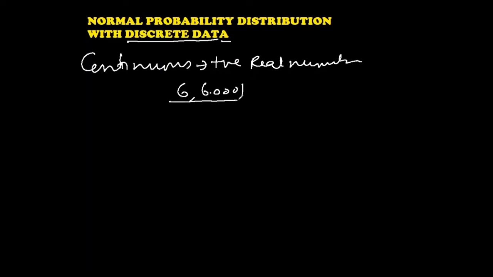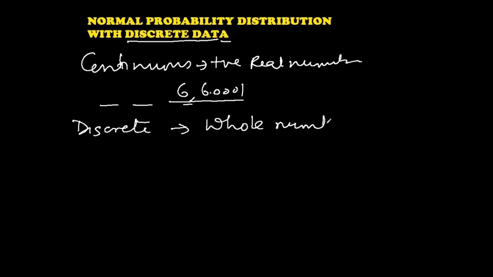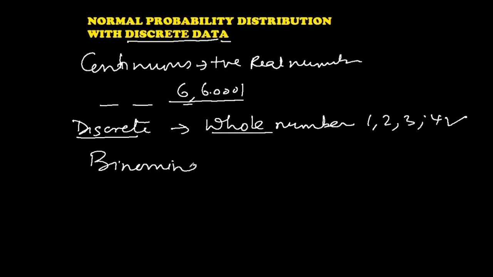That means there is no discontinuity in the data, and there are billions and millions of data between two whole numbers. But in discrete data, we just use whole numbers or natural numbers. Whole numbers are 1, 2, 3, 4, and natural numbers are the same but with 0. So this is discrete data, and we can use normal distribution for these in some specific cases. And when I say specific cases, I mean the cases where we use binomial distribution.